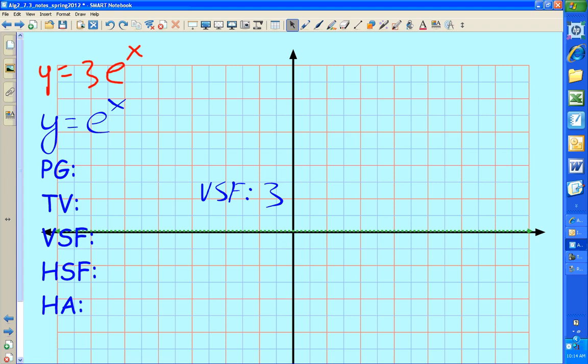So when you make this list, it's still y equals e to the x. Translation vector is still 0, 0. Vertical stretch factor, 3. No horizontal stretch factor. And the asymptote is still at y equals 0. The only thing we're doing here is stretching our parent graph taller.